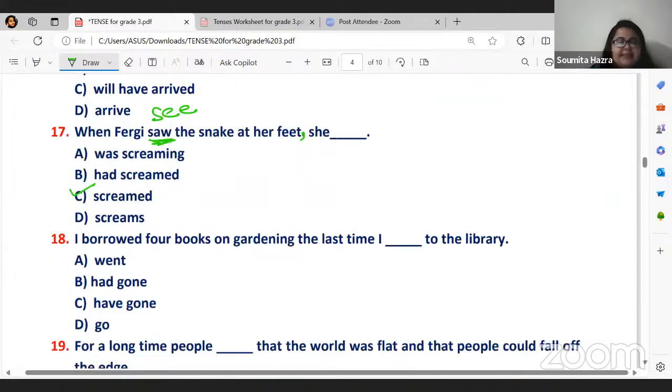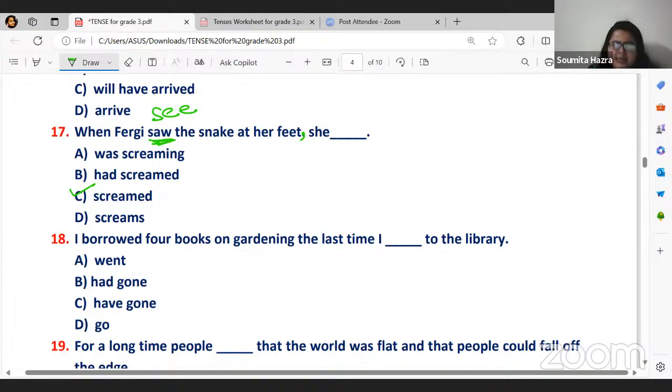Wonderful. Number 18. I borrowed 4 books on gardening the last time I dashed to the library. These are all similar type of questions, so I'm not giving much time for this. We can do a new worksheet after this, right? Number 18 is very easy.